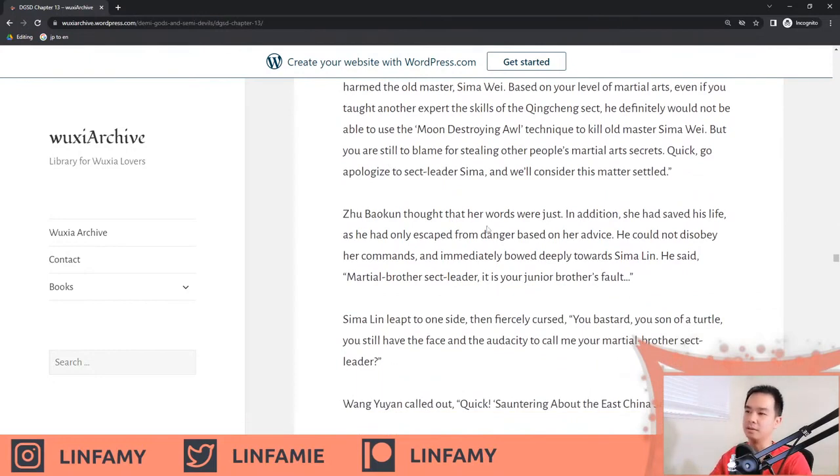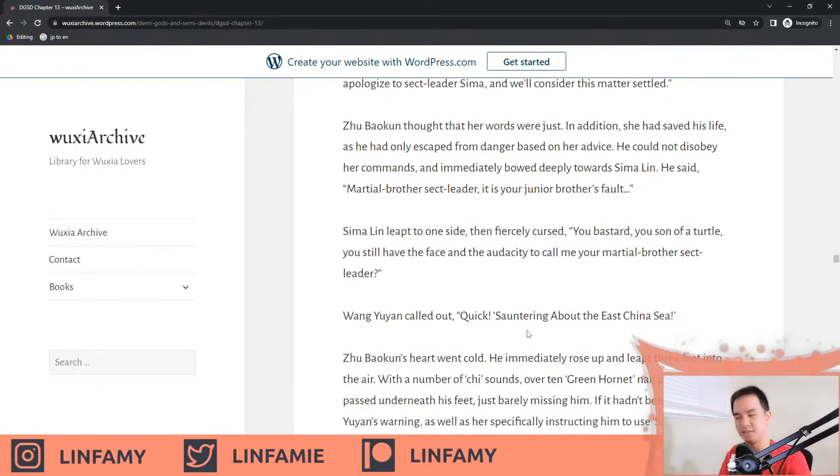Zhu Baokun thought that her words were just. In addition, she had saved his life, as he had only escaped from danger based on her advice. He could not disobey her commands and immediately bowed deeply towards Sima Lin. He said, "Martial brother, sect leader, it is your junior brother's fault." Sima Lin leapt to one side, then fiercely cursed, "You bastard son of a turtle! You still have the face and the audacity to call me your martial brother, sect leader?"